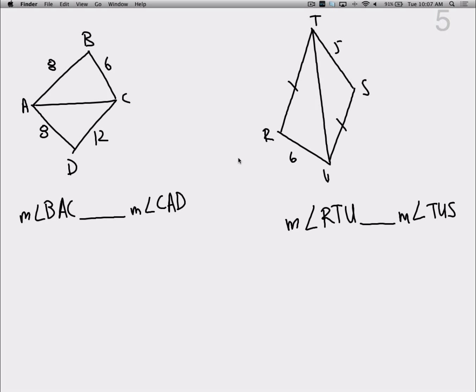Okay. What's the first one? First of all, where's the hinge? A, B, C, or D? Back up. A. A is the hinge.